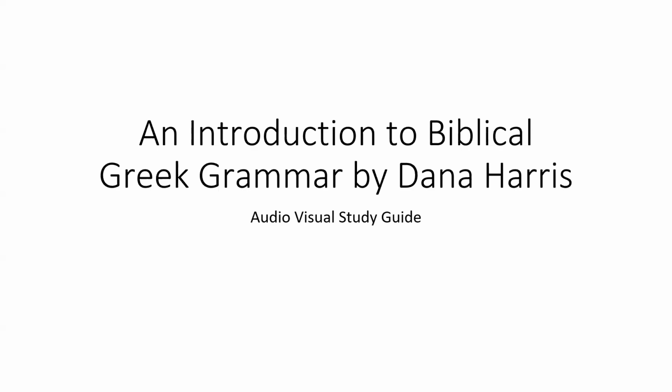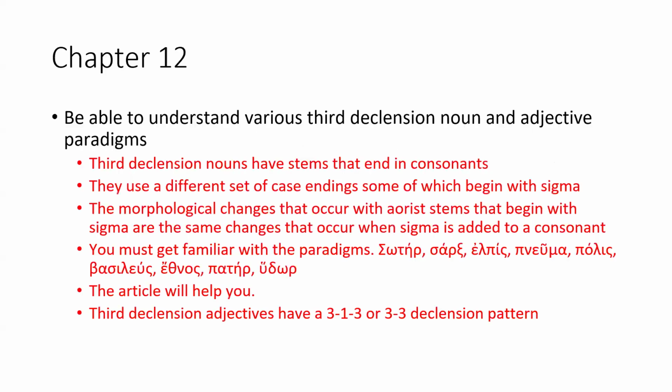This is an audiovisual study guide for Chapter 12 of Dana Harris's Introduction to Biblical Greek Grammar. So you need to be able to understand various third declension noun and adjective paradigms. Third declension nouns have stems that end in consonants.